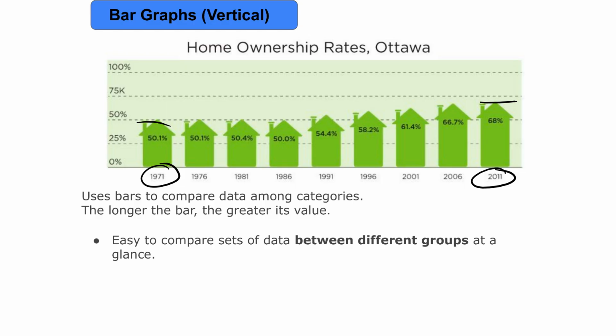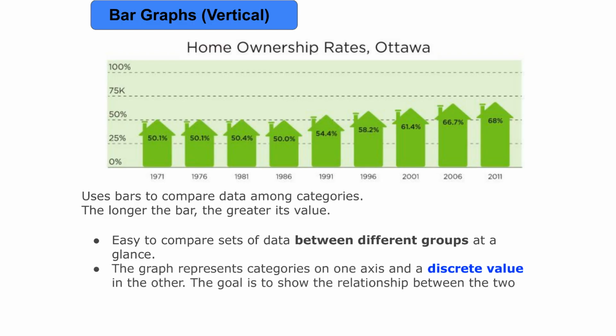So it's very, very easy to compare because visually you can see that the bars are getting taller as you go along. The graph represents categories on one axis and a discrete value on the other. The goal is to show the relationship between the two axes. So on the horizontal axis, the x-axis along here, is where the data is grouped, right? It's grouped by year, and then we've got discrete values going up on the side. So we've got percentages, and you can end up at any point along there on that y-axis.